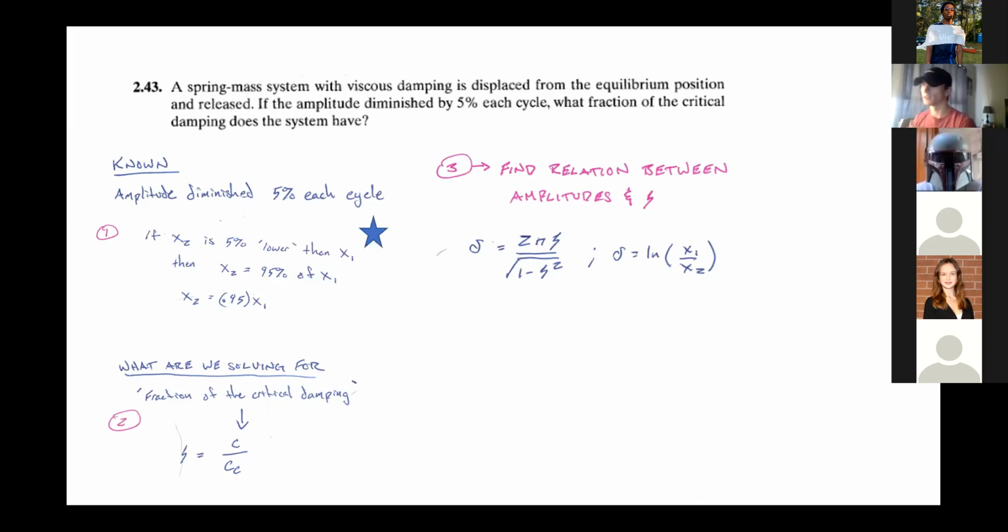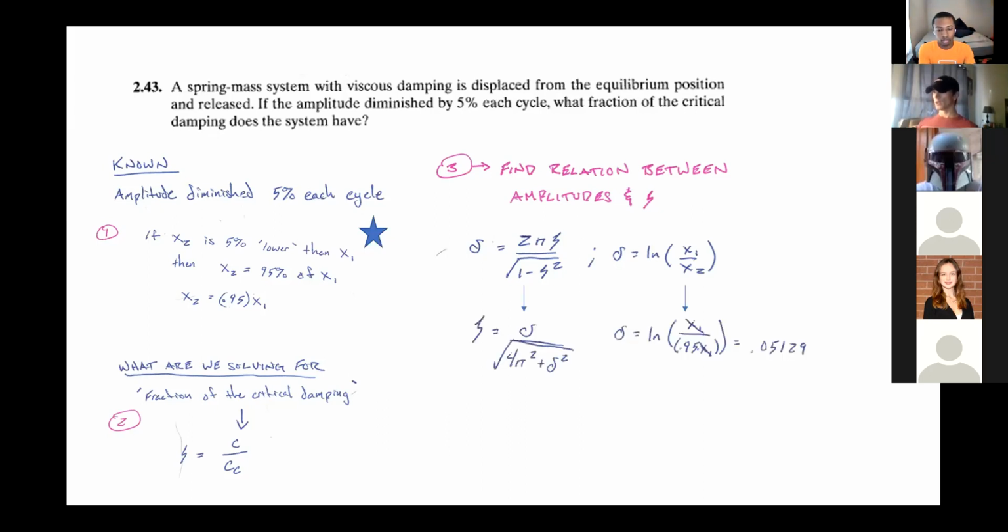So we know that delta, or logarithmic decrement, I'm just going to call it delta from now on. I hate saying that word. We know that that's equal to 2 pi zeta over the square root of 1 minus zeta squared. We also know that it's equal to the natural log of the amplitude ratios. So we're going to solve the delta relation in terms of zeta, and we're going to have an expression for zeta.